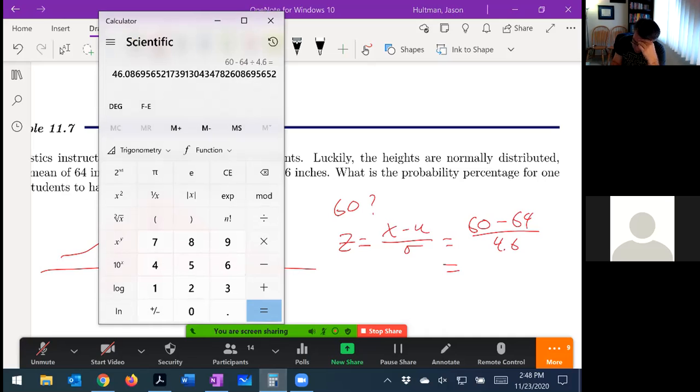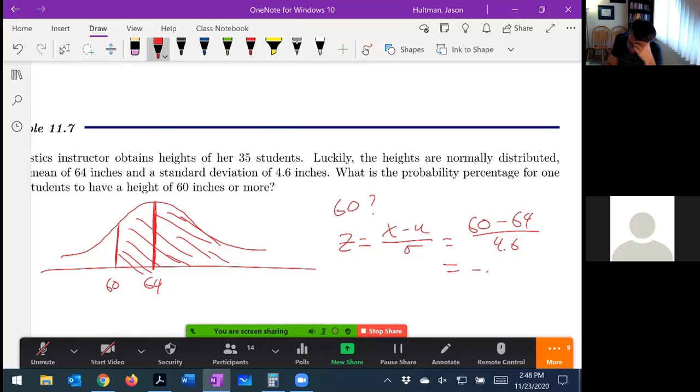Okay, whoops, I did that wrong. Order of operations. 60 minus 64 equals -4. Divide that by 4.6. Okay, that is going to be negative 0.8695. I'm just going to round it to 0.8696. So negative 0.8696.